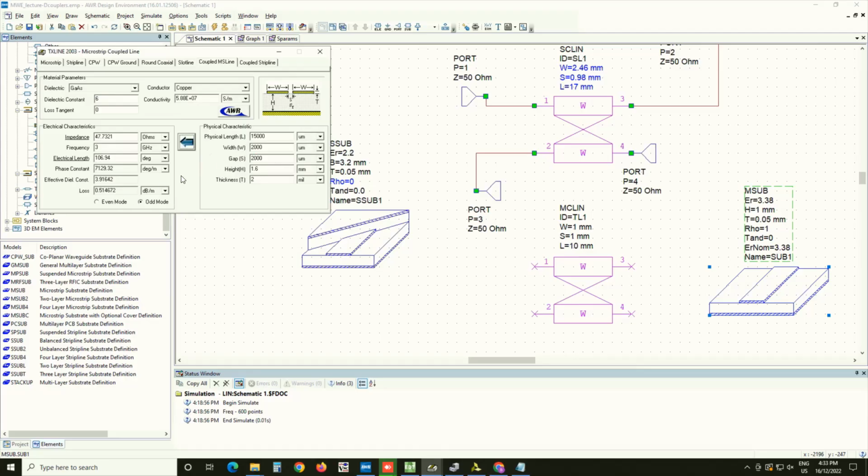I think I was just too far off from the correct set of values. So now it's getting better. Even mode is 59. Odd mode is 47. So I need to reduce this. 45. 60.